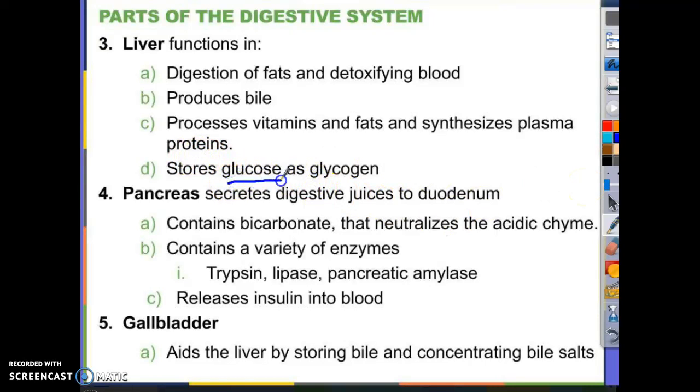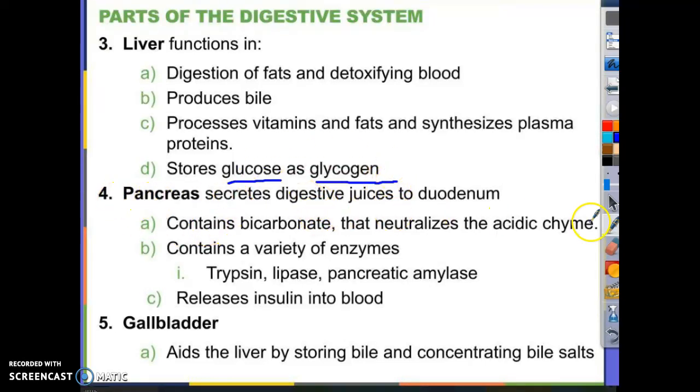Glucose is converted. Glucose doesn't store in our bodies very well, so we convert excess glucose to glycogen, which is better for long-term storage. That glycogen just stores better in our bodies for when we need it, and it can be converted back and used.